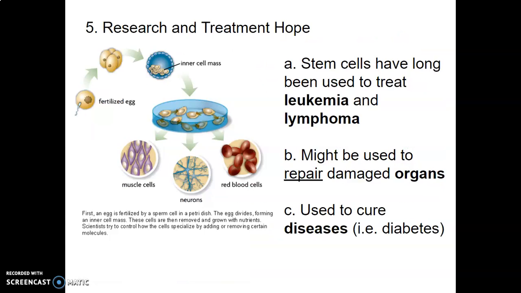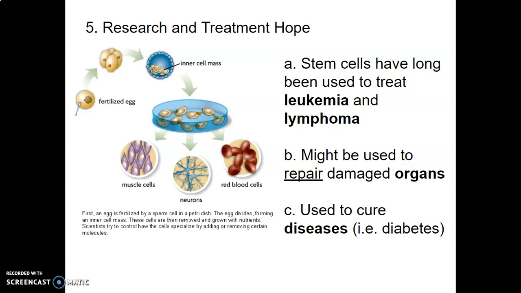Now, last slide. Stem cells have long been used to treat things like leukemia and lymphoma, two types of cancers that we learned a little bit about in section 3. Stem cells can also be used to repair damaged organs. They might be used for things like that, or to cure diseases, things like diabetes.